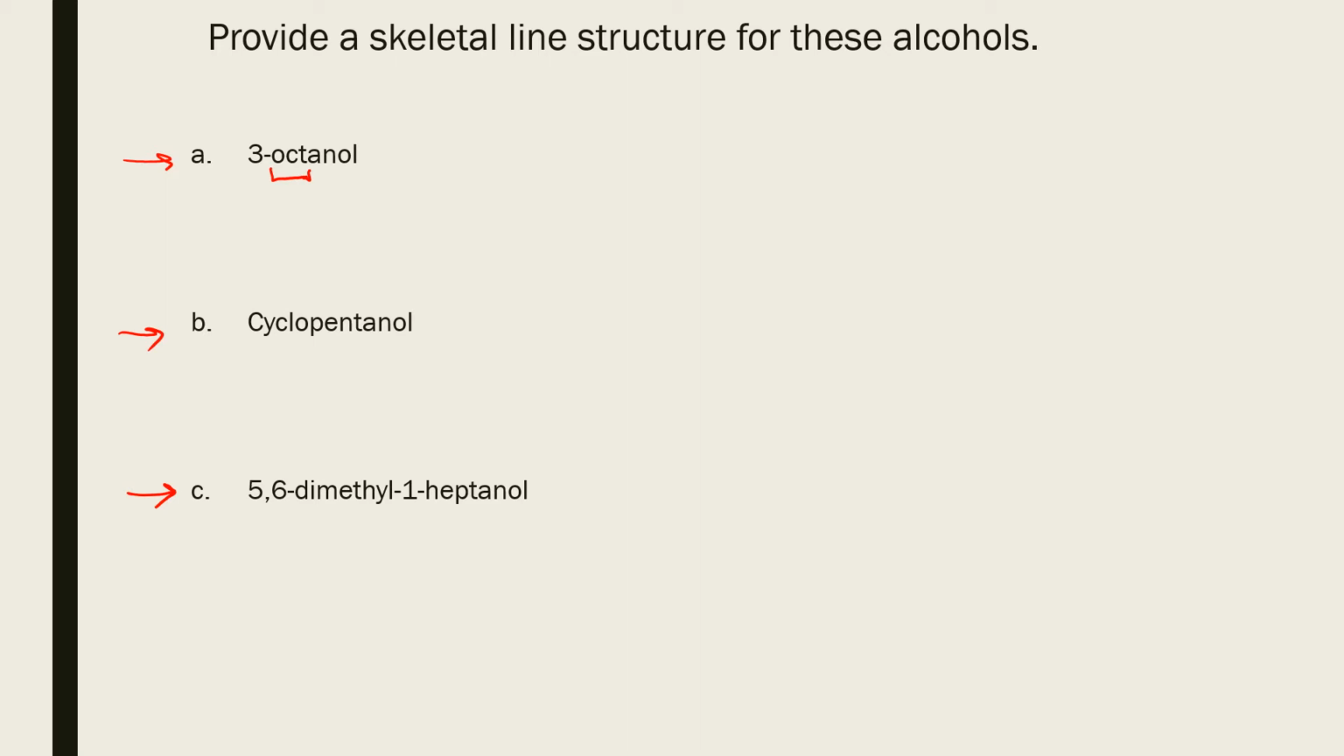Because we are writing the skeletal line structure, I will use zigzag lines to show the length of our parent chain. So that would be 1, 2, 3, 4, 5, 6, 7, and 8. So that's my main carbon chain present in the alcohol. Now because it's an alcohol, it must contain the hydroxyl group. And at what position is the hydroxyl group present? It says 3-octanol. That means the hydroxyl group is present at number 3 carbon within the chain.